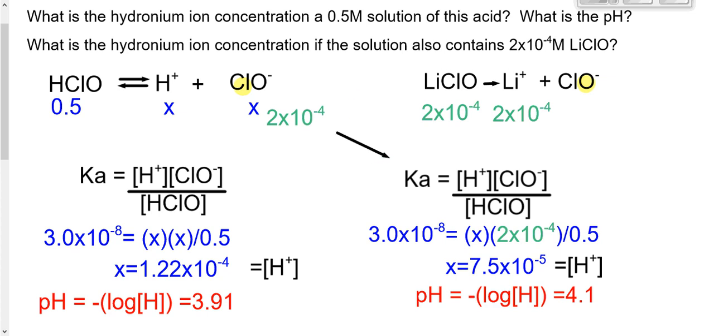This time, when we enter these into our equilibrium expression, in place of the hypochlorite ion concentration, we will enter the value 2 times 10 to the minus 4. Now solving for X, we get a value of 7.5 times 10 to the minus 5. It's a much smaller value. Taking the negative of the log of this value gives us our pH, which is now 4.1.